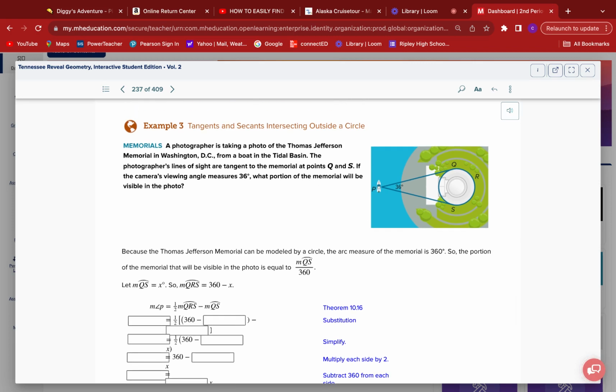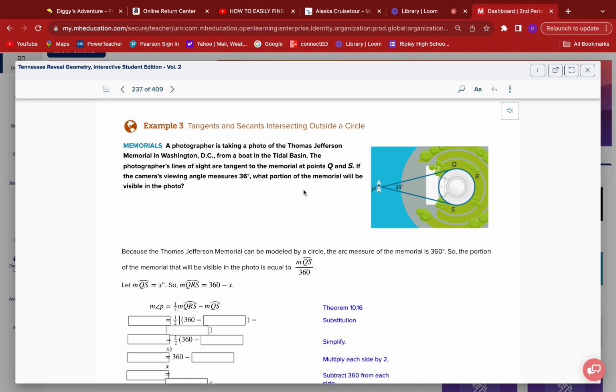A photographer is taking a photo of the Thomas Jefferson Memorial in Washington, D.C. from a boat in the tidal basin. The photographer's lines of sight are tangent to the memorial at points Q and S. If the camera's viewing angle measures 36 degrees, what portion of the memorial will be visible in the photo?